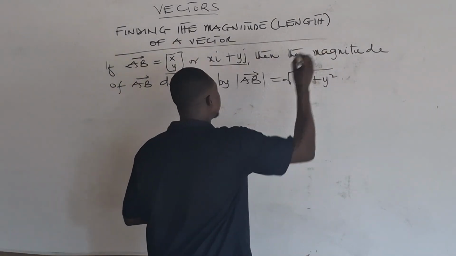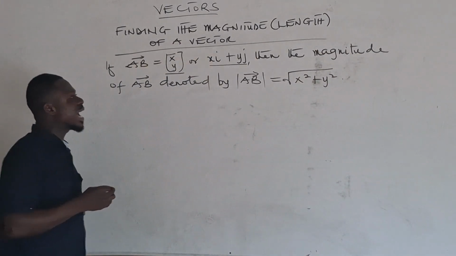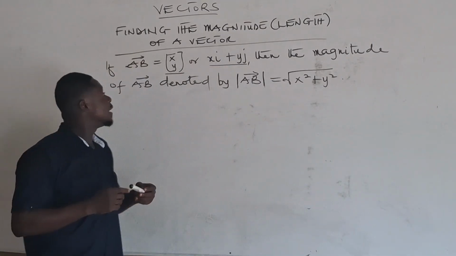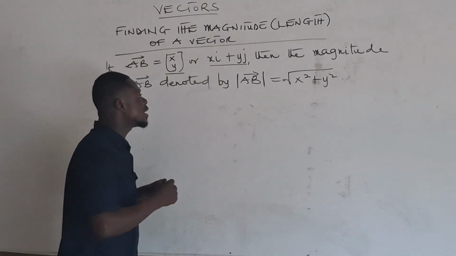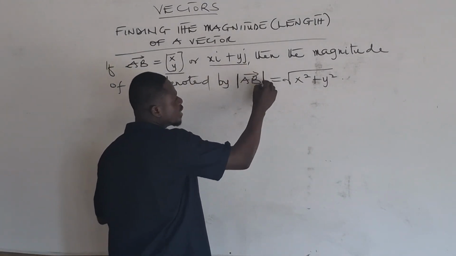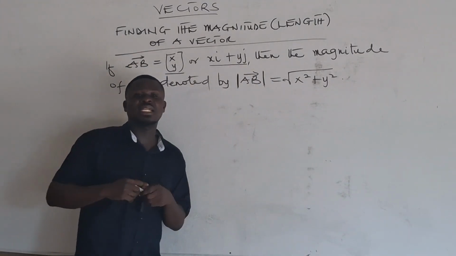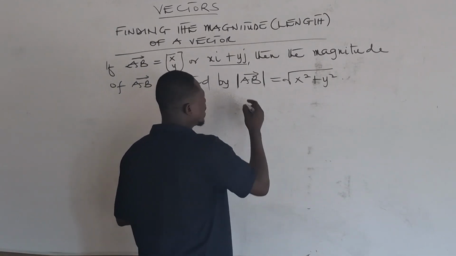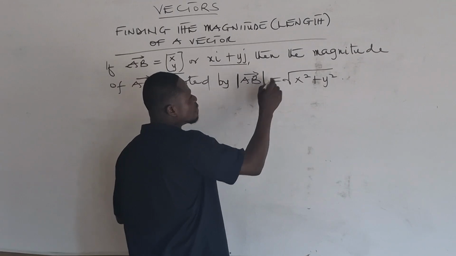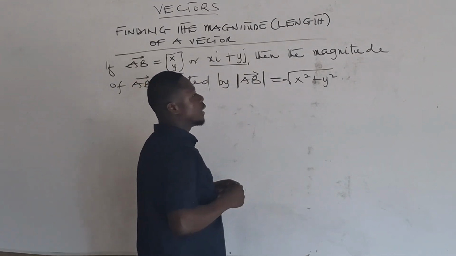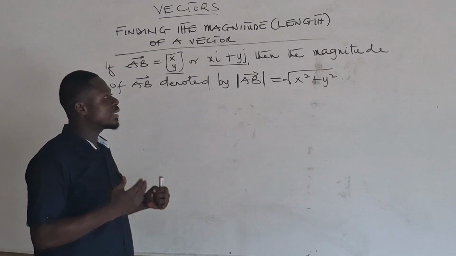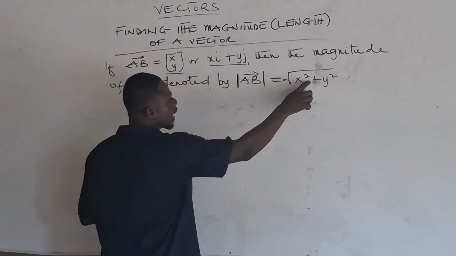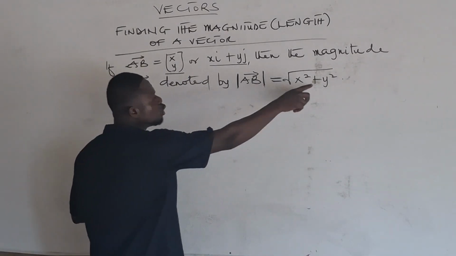Then the magnitude of AB is denoted by this. The moment you see this, it means that you are finding the magnitude. At times, the word magnitude will not be spelled, but you see this in the question. The moment you see it, it means that you are finding the magnitude, the absolute form. So vector AB, its magnitude is equal to the square root of x squared plus y squared. So when you pick the x component, you square it. When you pick the y component, you square it.